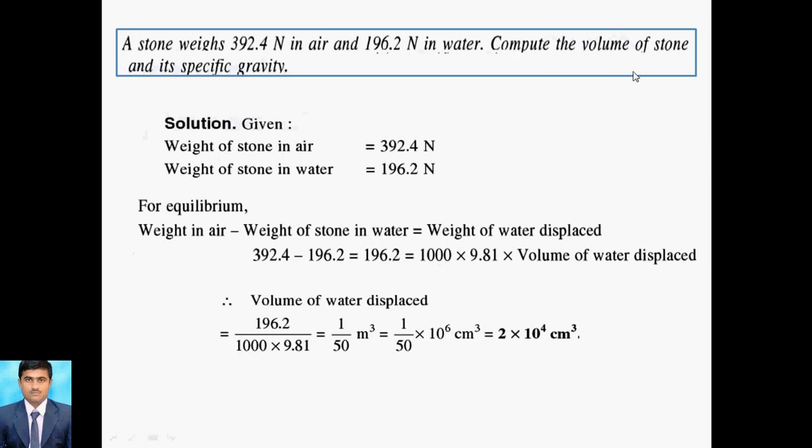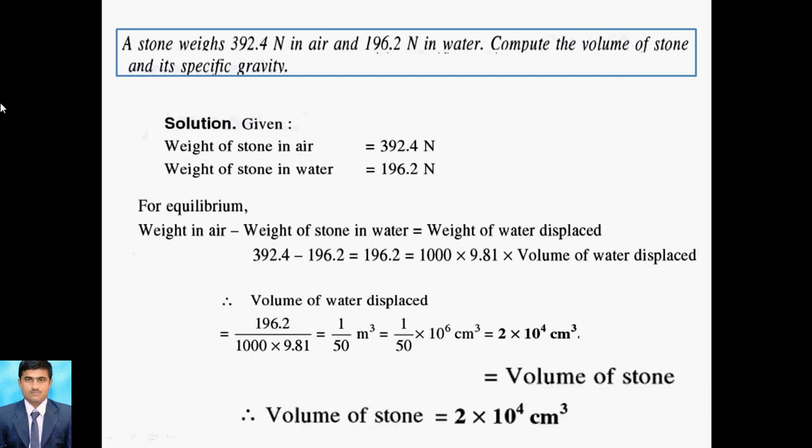So this is the volume of stone, which equals 2 into 10 raised to 4 centimeter cube. After that we can go for the specific gravity of the stone. As we know, the weight in air divided by g is the mass of stone. The mass of stone you can find out first.